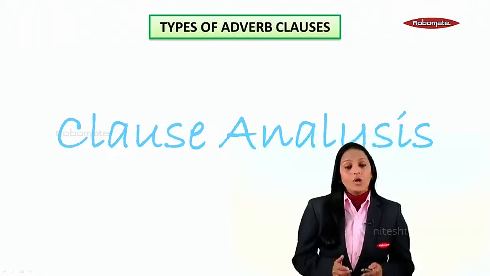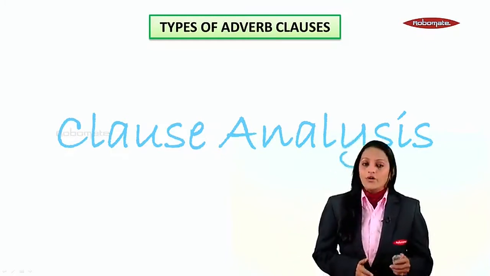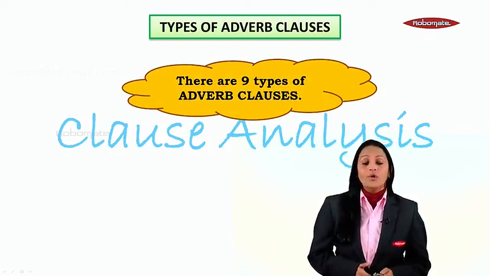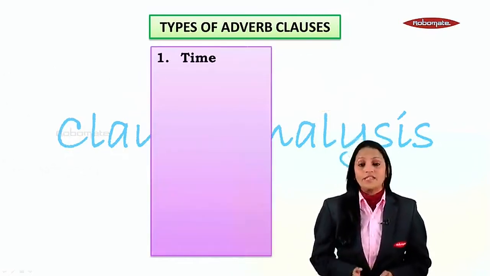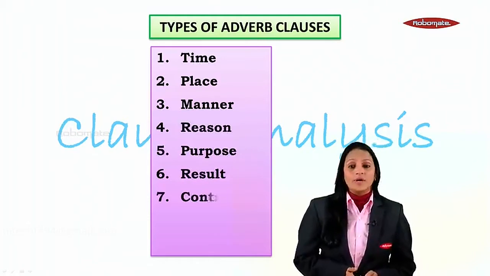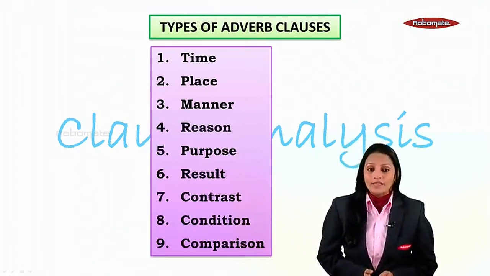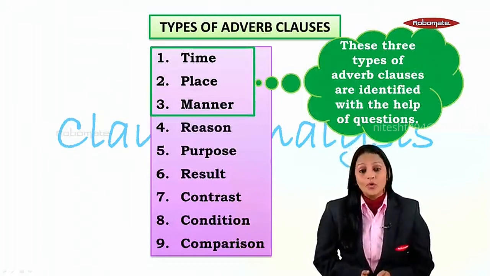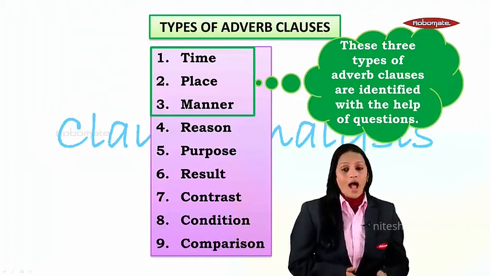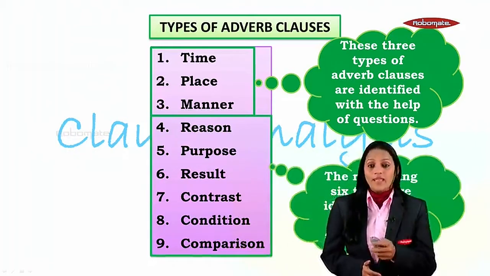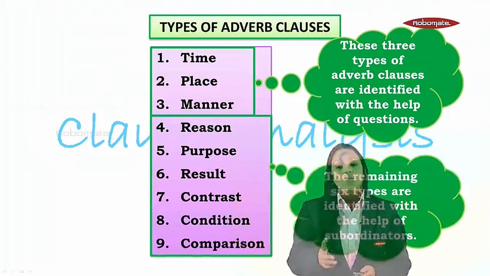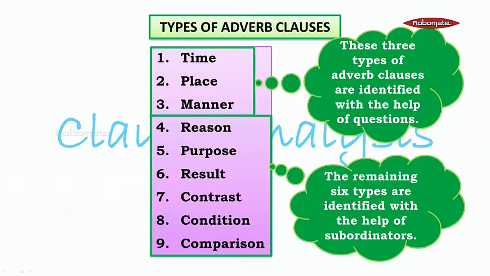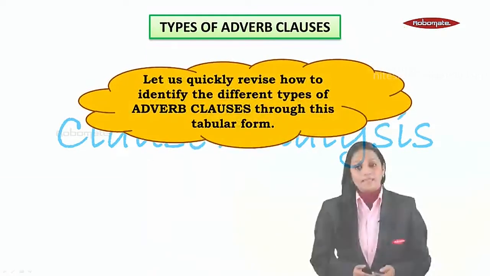So in this module, we are going to do the detailed study of the types of adverb clauses. Now we know there are 9 types of adverb clauses. We have seen that before: time, place, manner, reason, purpose, result, contrast, condition, and comparison. We have also seen that time, place, manner can be identified with the help of questions: when, where, how. And we have seen that the remaining 6 can be identified with the help of subordinators. It is this that we are going to learn in detail here in this module, how to identify with the help of subordinators. Let's go ahead.